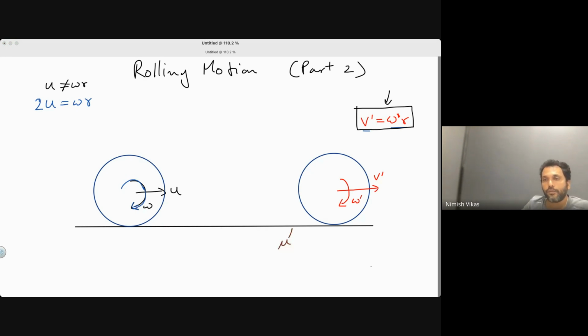So first job is to do it from the longer way, from normal kinematics. There is going to be friction, which is going to provide some acceleration or deceleration, and we will get the V dash using that. So can you tell me which way the friction will be if omega r is equal to 2u? This is part 1 concept, rolling motion part 1. Which way is friction? Backwards or forwards?